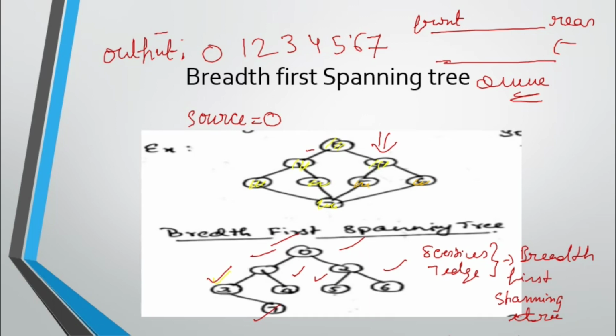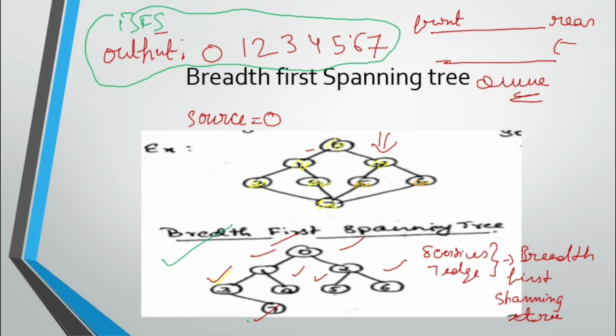Now the queue is empty. When the queue is empty, that tells you that the algorithm should stop, and whatever output is obtained is your BFS output. That is nothing but the BFS output, and the tree which is created is called the breadth first spanning tree. You can also observe here that there are no cycles. Hence it is a breadth first spanning tree.